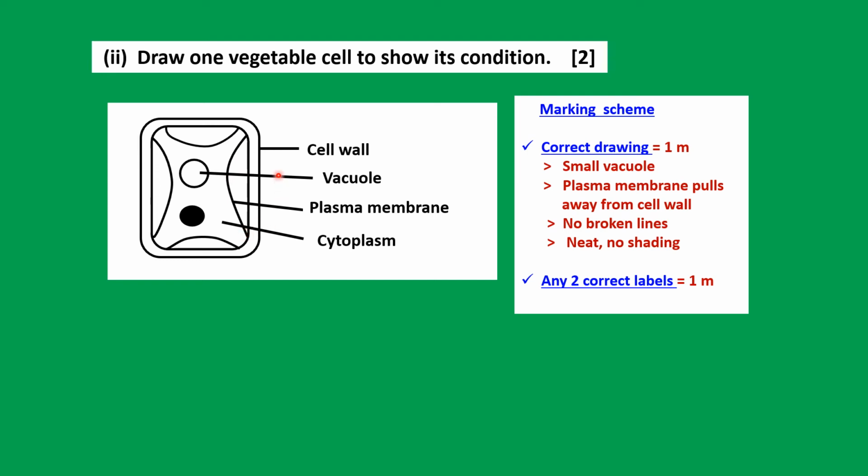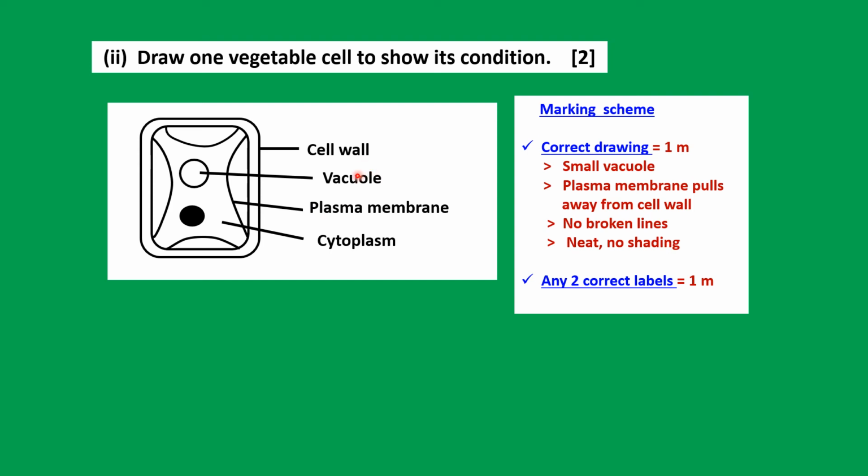No broken lines for the diagram. It must be neat, and there must be no shading or artistic touches to the cell. There's no need to shade any part of the cell. Alright, so that's 1 mark for the drawing if the examiner is satisfied with your drawing. And then 1 mark for the label.